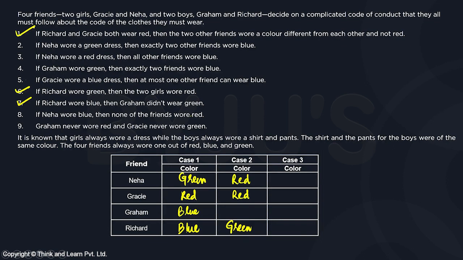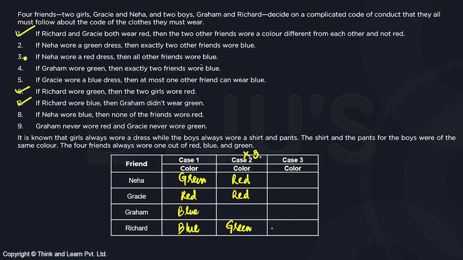This is also done. Neha wears a red dress, then all other friends wear blue. So this is not a possibility because the 3rd statement is contradicting here. So I'll write down the 3rd statement here, which is helping us contradict: if Richard wears green, then the 2 girls wear red. That means Neha wears red. And if Neha wore a red dress, then all other friends wear blue. This is not happening at all.